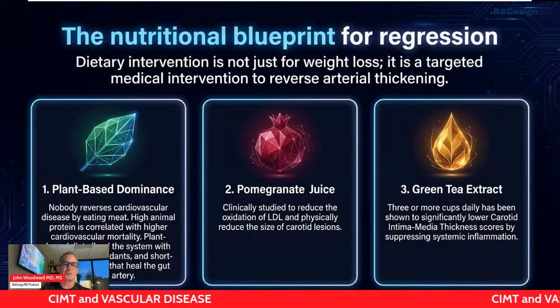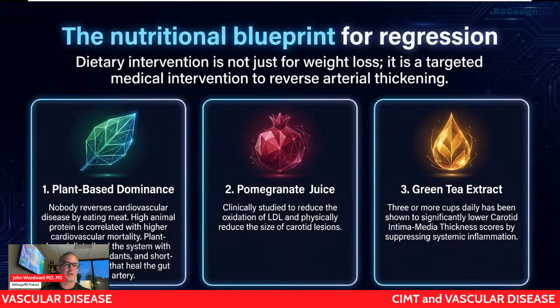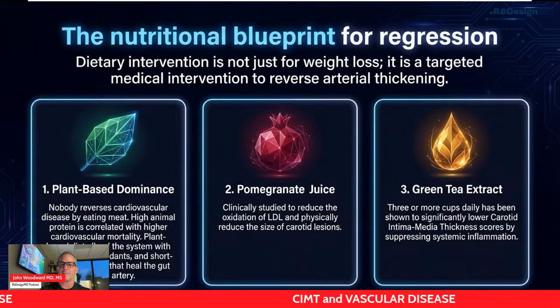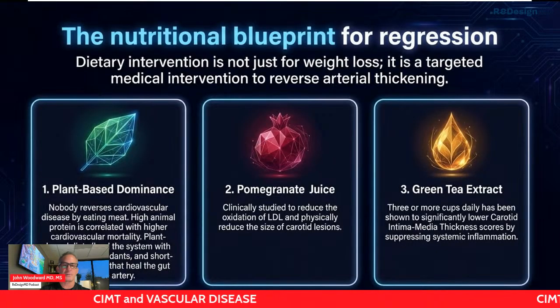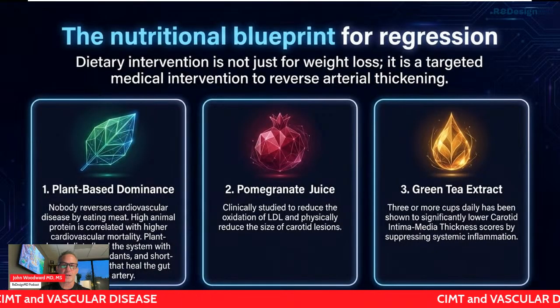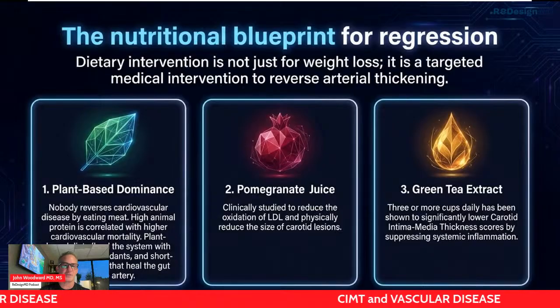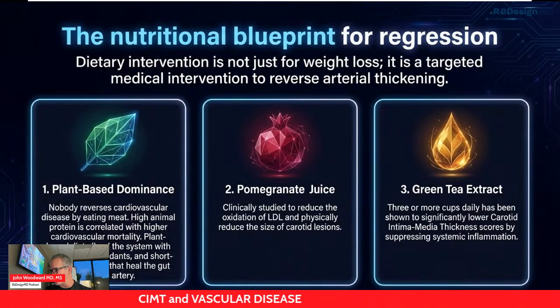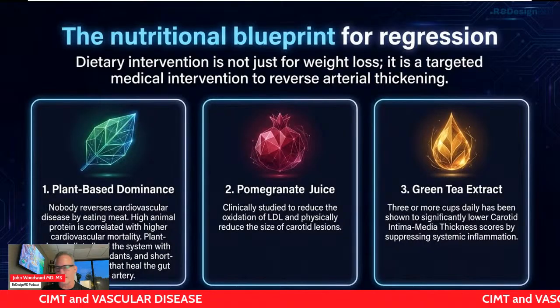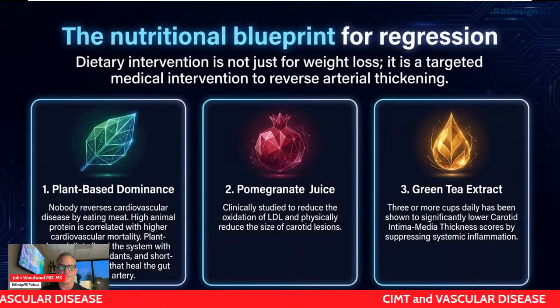So pomegranate juice, some studies show reduction of oxidized LDL. It changes the size of the carotid lesions. There was a study with green tea extracts. Three or more cups daily has been shown to significantly lower carotid intima-media thickness. So just some things here. There are many more studies like we talked about. Testosterone, believe it or not, lowers intima-media thickness.